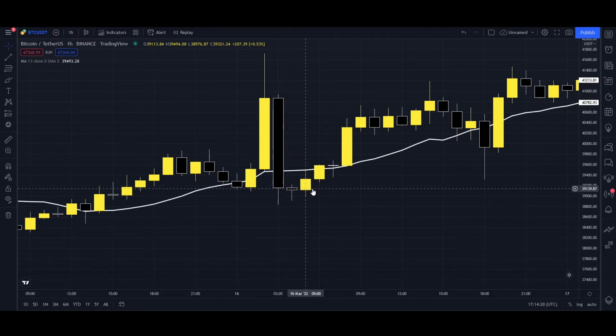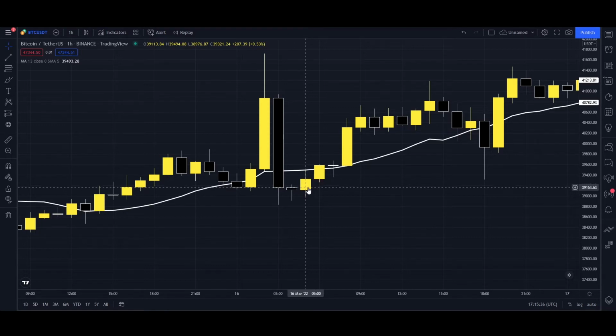Next, we should find a bearish candle right before or after our specific candle. As you can see, we had one bearish candle just before our bullish one. Okay guys, next step. We should have a bullish candle closed above of our bearish candle. Guys, this is super easy.